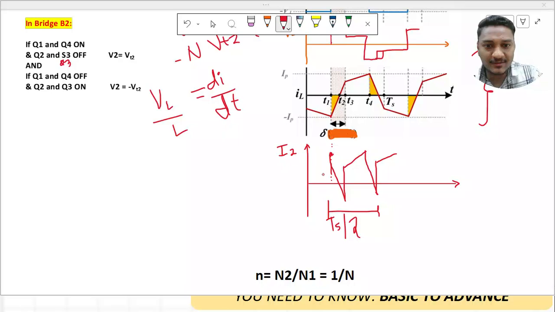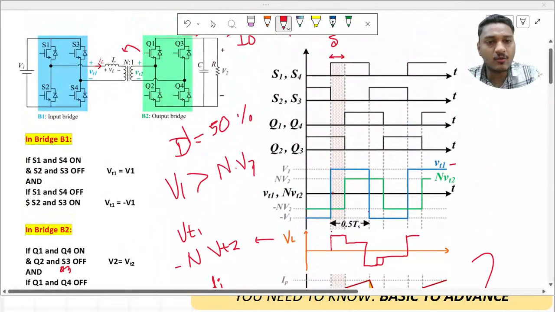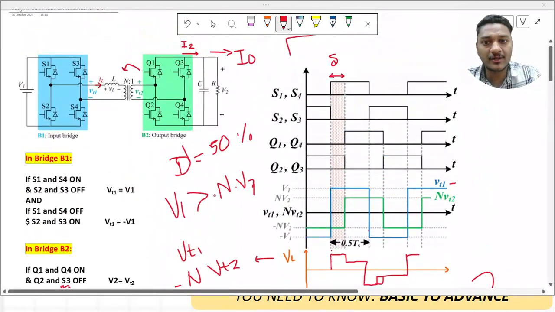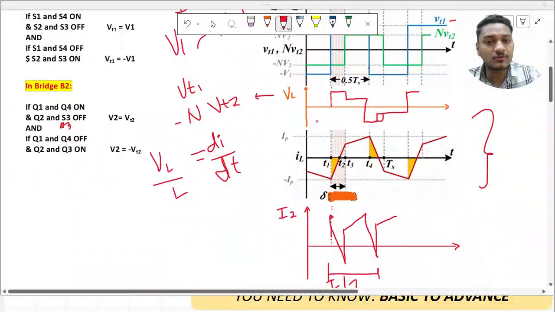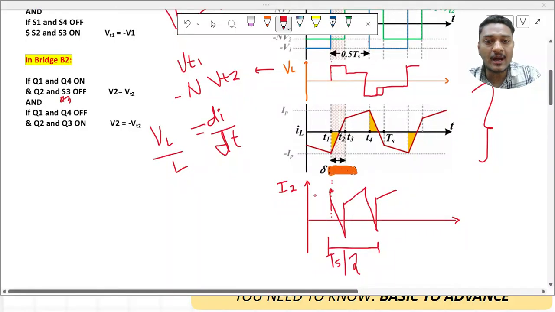So I guess you have understood how we have drawn all the waveforms. We took D equal to 50%. That is also understood, and basically we understood how we have drawn the VL, the IL, and the I2 waveform.